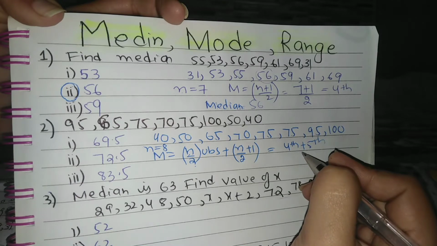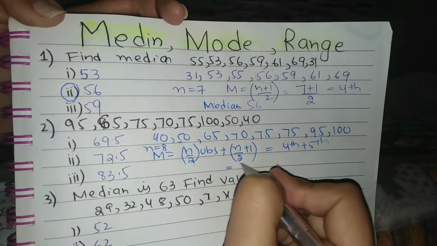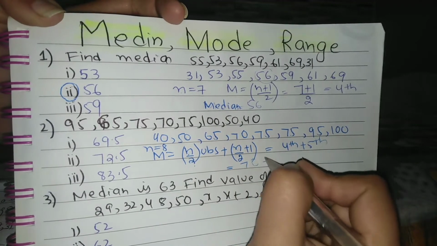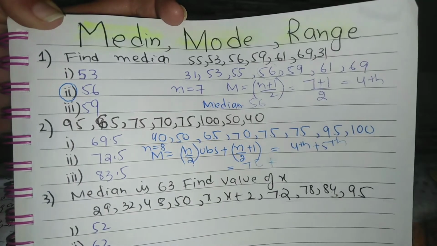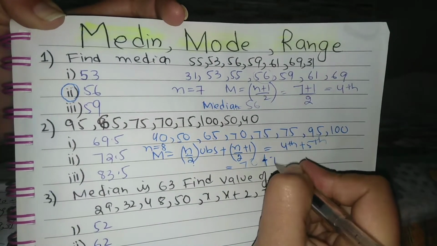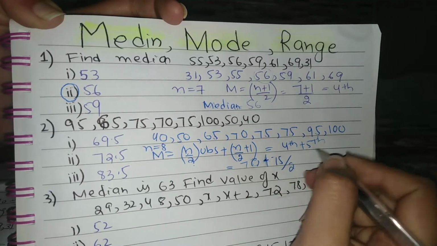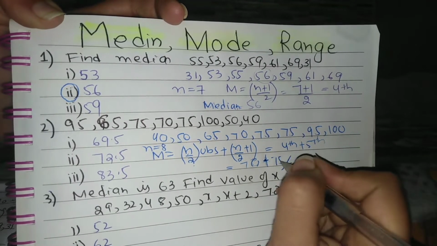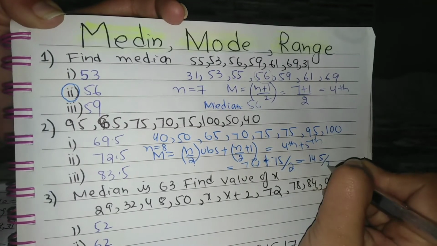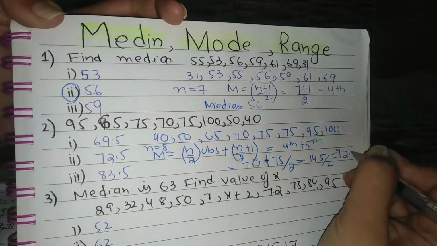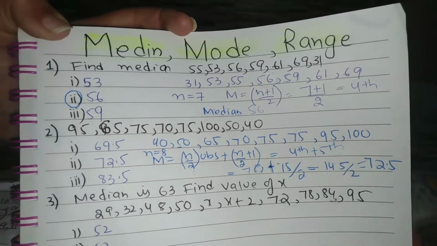What is 4th observation? 1, 2, 3, 4 and 5th. 4th observation is 70 and 5th observation is 75. Whole divided by 2. So result is 5 plus 0 is 5, 7 plus 7 is 14, 145 divided by 2 is 72.5. 72.5 is the median of this question.